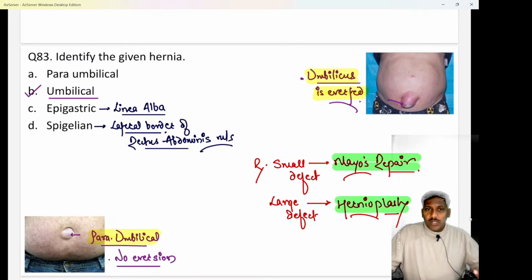And there were two options. One was hernia repair with mesh, another was hernia repair without mesh. So we know a large defect like 12 centimeters, we will always go for hernia repair with mesh. Clear?